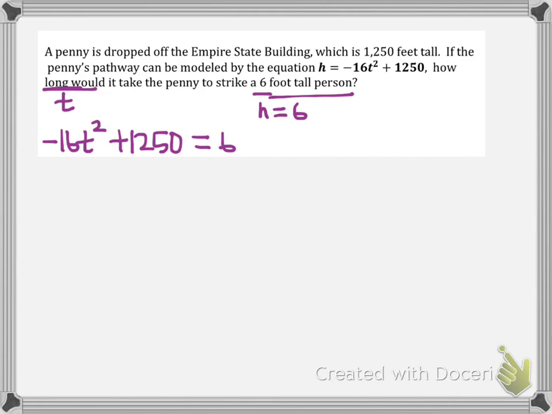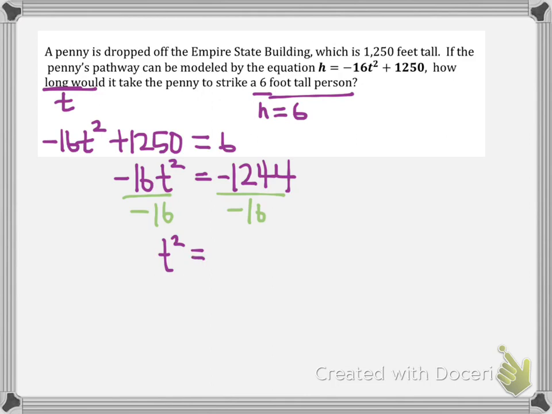Okay, so I'm going to subtract my 1250. See, I've got a square term and I've got a number, so I could just subtract my 1250 here. So I'm going to have a negative 16t squared. When I subtract it, it's going to be what? A negative 1244. Divide both sides by negative 16. So you're going to get t squared is going to be equal to a positive. And when you divide 1244 by 16, it's going to give you a decimal, 77.75.